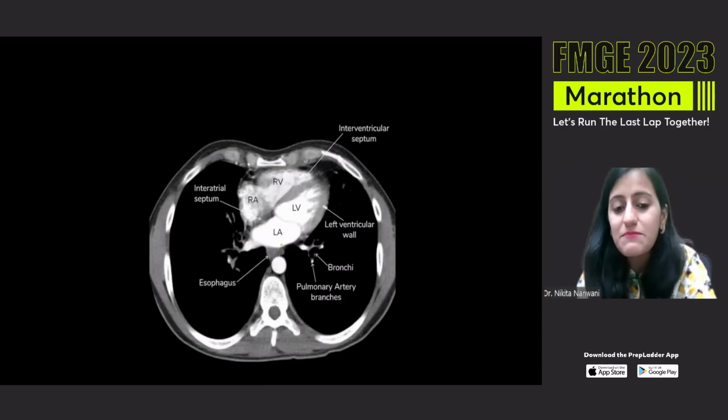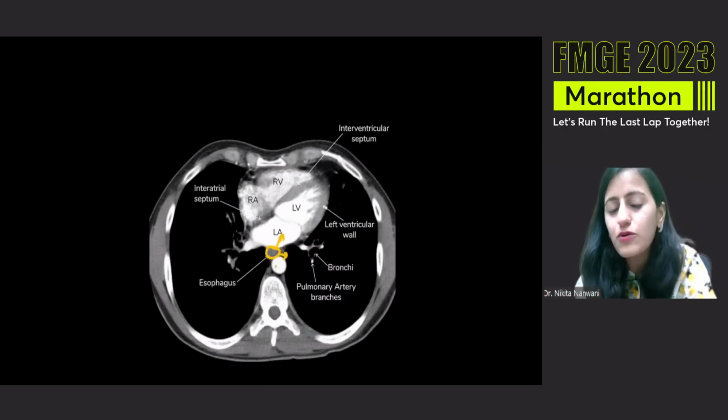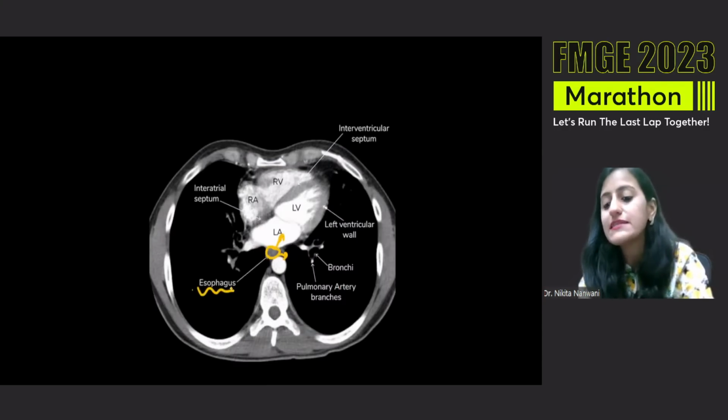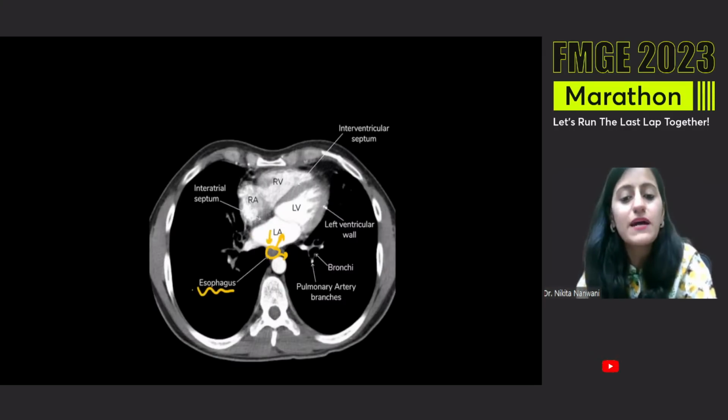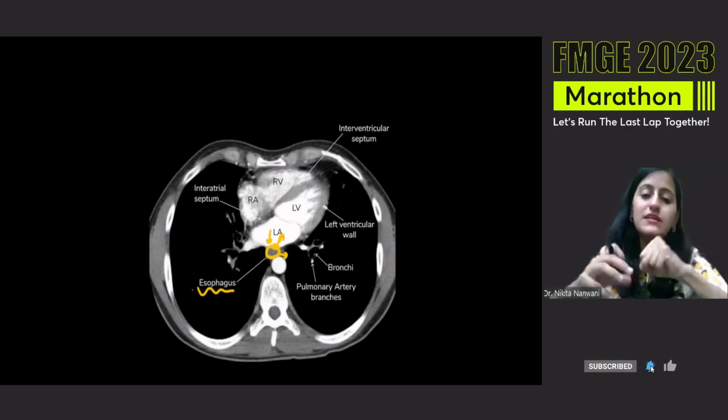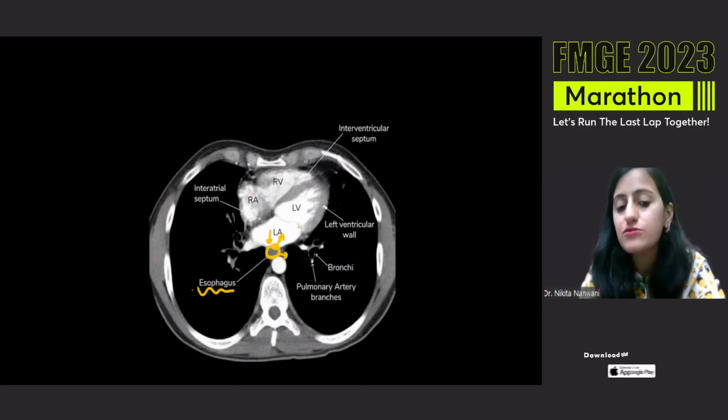And what are we seeing behind the left atrium? Left atrium on one side, aorta on one side. This is the esophagus. And that is why when the left atrium enlarges, it compresses on the esophagus. So esophagus, left atrium enlarging, compressing on the esophagus, right?